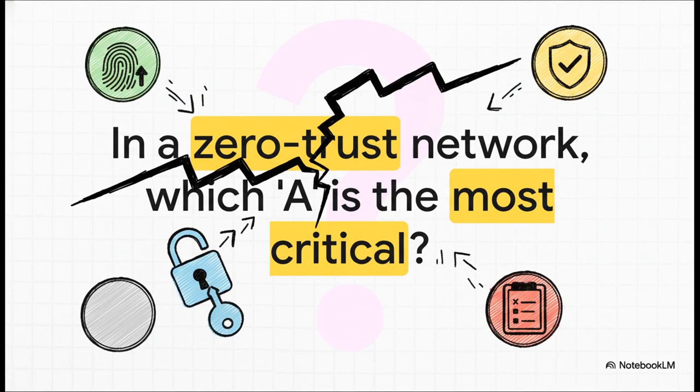So I'll leave you with one last thing to chew on. As the whole industry moves towards this idea of zero trust, where we trust nothing by default and verify everything, which of the three A's, authentication, authorization, or accounting, which one do you think is the most critical to get absolutely perfect? It's something to think about.